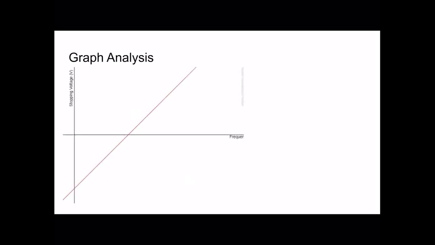So here's the graph analysis. We have our stopping voltage on our y-axis and the frequency on our x-axis. Once again, this looks very similar to the kinetic energy against frequency graph we were looking at in part 1. The x-intercept is the threshold frequency, so therefore the stopping voltage is 0. The reason that the stopping voltage for the threshold frequency is 0 is because the threshold frequency corresponds to the work function that is required to bring the electron to the surface of the metal.